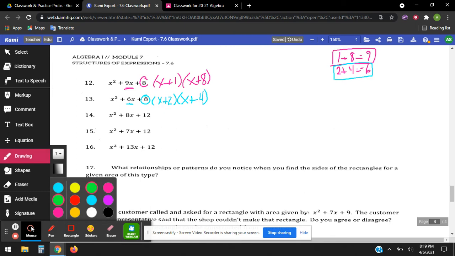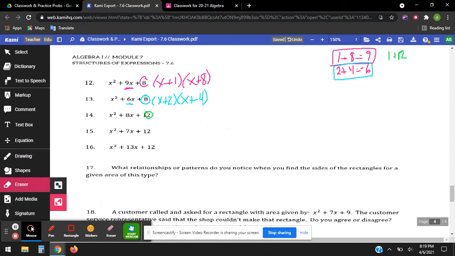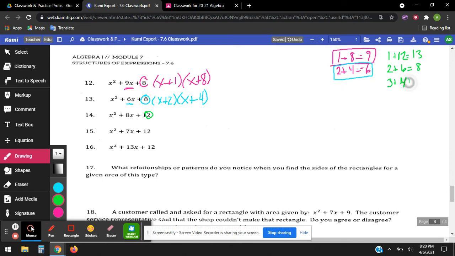All right, this next one we're looking at 12. So 1 and 12. 2 and 6. 3 and 4. So I'm just going to put a little plus in here. 1 plus 12 is 13. 2 plus 6 is 8. 3 plus 4 is 7. So let's see which one I'm going to need for this one.